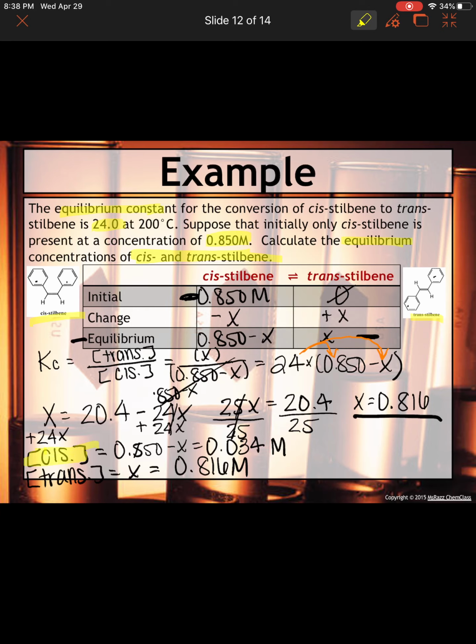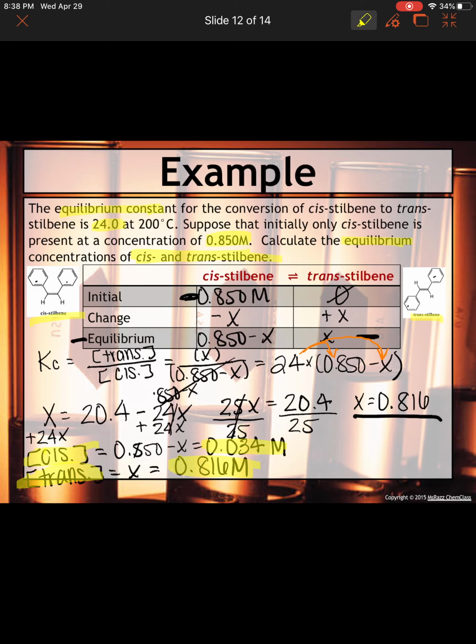My cis configuration concentration at equilibrium is 0.034. My trans is 0.816. So you can see that these concentrations are not equal. However, that means they are fixed. That means my cis concentration will maintain 0.034. Trans will stay at 0.816 as they are being converted from one back to the other.